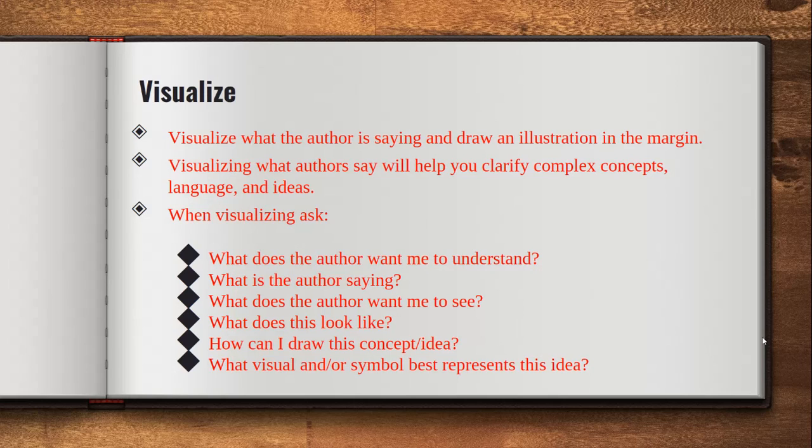When visualizing, ask yourself, what does the author want me to understand? What is the author saying? What does the author want me to see? What does this look like? How can I draw this concept or idea? And what visual or symbol best represents this idea? And again, it's all about taking what we're reading or listening to and bringing it to life using our senses.